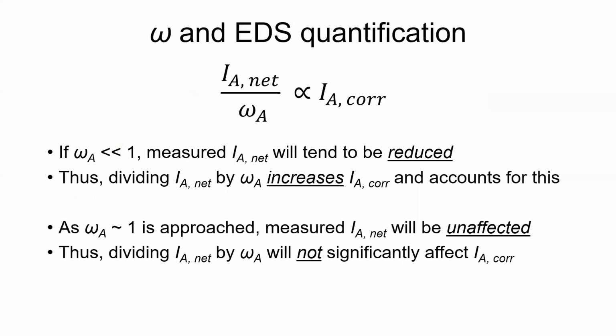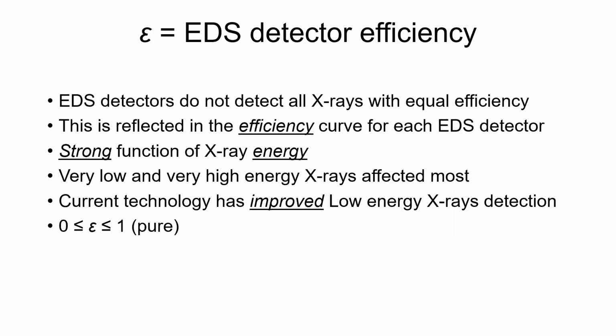All right, so again, we want to relate omega to the quantification, right? So again, we're dividing the net counts by omega. So if I have a small value of omega, that's going to mean that my net counts will tend to be reduced. So if I divide through by omega, that boosts my corrected counts, okay? And then as I approach 1, right, I don't really see any change, okay? So that's why we divide through by omega, okay, to get us the corrected counts.